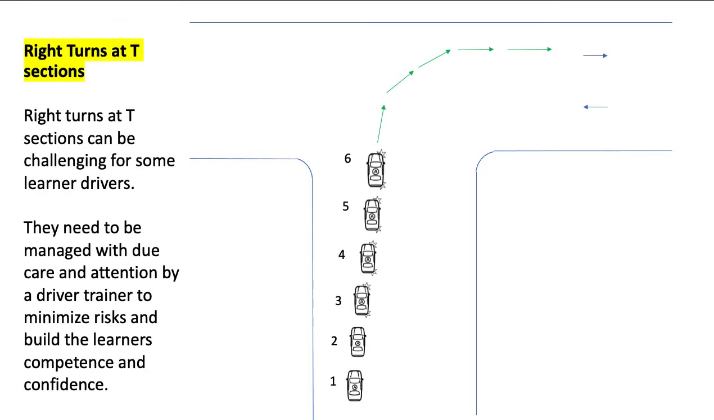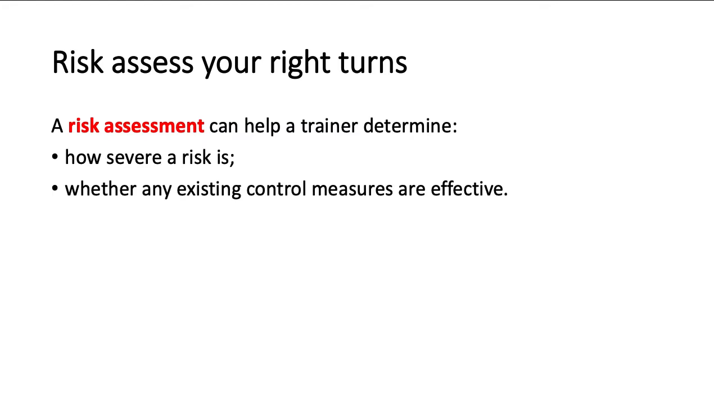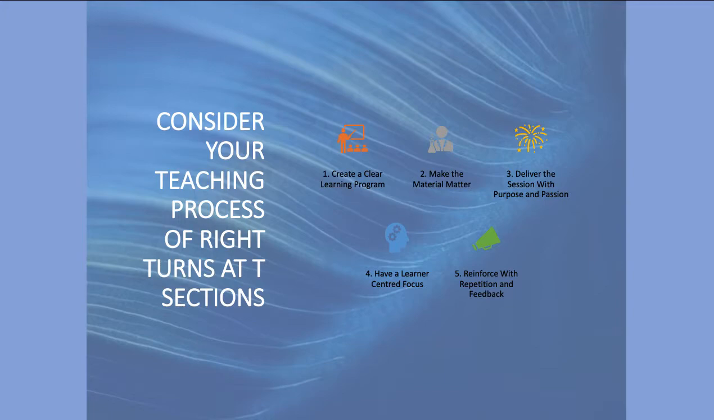Right turns at T sections can be challenging for some learner drivers. They need to be managed with due care and attention by a driver trainer to minimize risks and build the learner's competence and confidence. Risk assess your right turns. A risk assessment can help a trainer to determine how severe the risk is and whether any existing control measures are effective. Consider your teaching process of right turns at T sections.